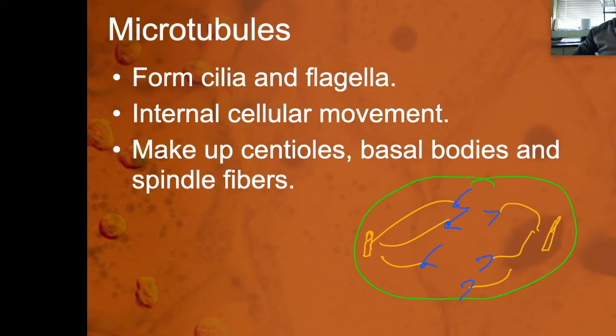So these are centrioles right here. Okay, and when we get into mitosis, we'll talk more about that. But they also make up the other parts of that. They make up the spindle fibers. So these things, these yellow guys right here, they're also part of that.